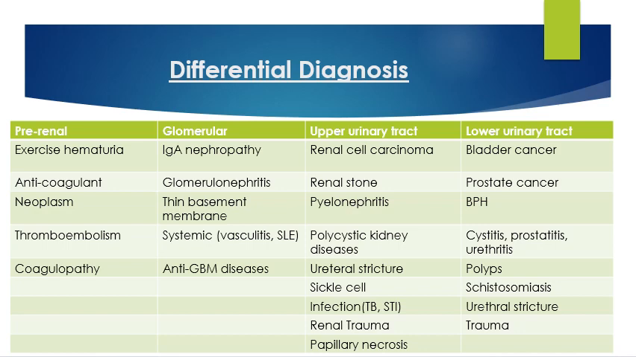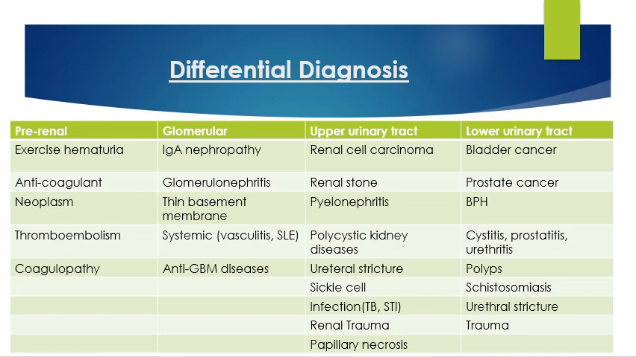Upper urinary tract and walls: renal cell carcinoma, renal stone, pyelonephritis, polycystic kidney disease, urethral stricture, sickle cell disease, infections like tuberculosis and sexually transmitted infection, renal trauma, and papillary necrosis.